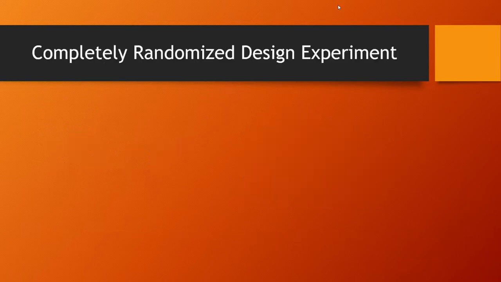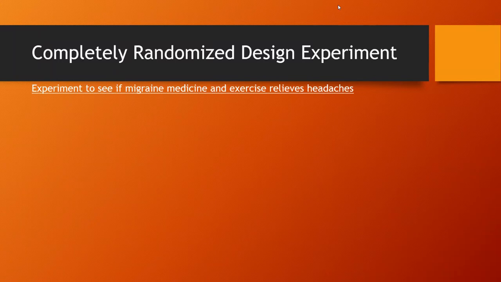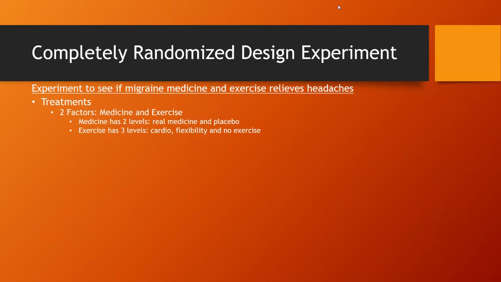Okay. All right, so let's talk about a completely randomized design. We're going to do something a little bit more than just the migraine medicine. Now we're going to do an experiment to see if migraine medicine and exercise relieves headaches. So let's talk about our treatments. We have 2 factors. We have the medicine and exercise. The medicine factor has 2 levels. They're either going to get the real medicine or they're going to get a placebo. And the exercise has 3 levels. A subject's either going to do cardio exercise, flexibility exercise, or no exercise.